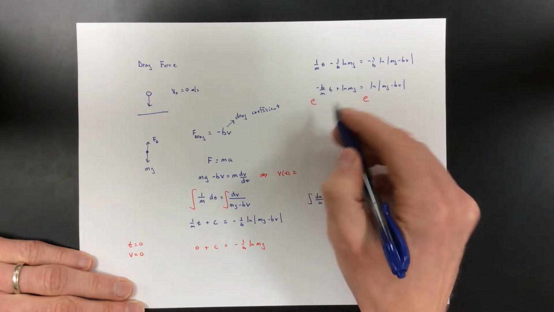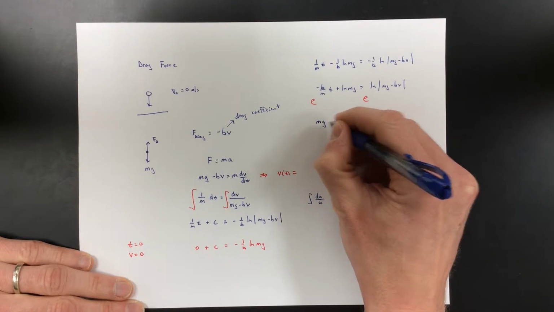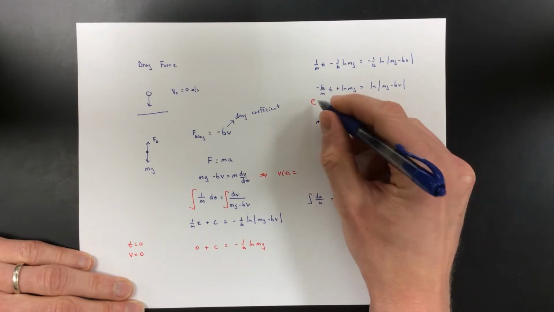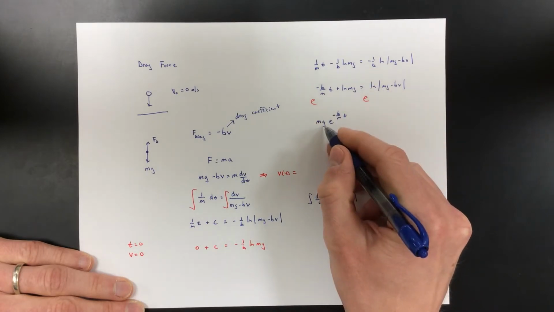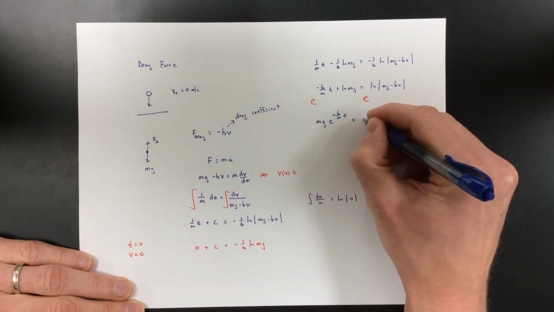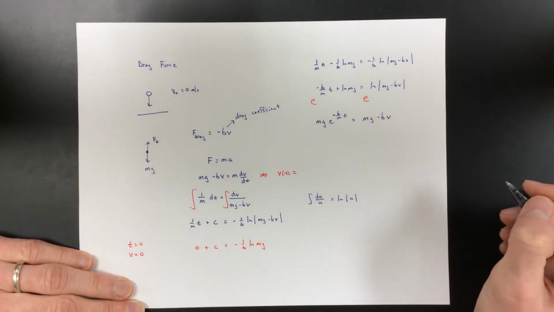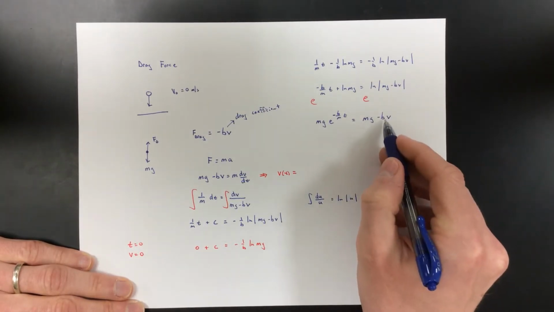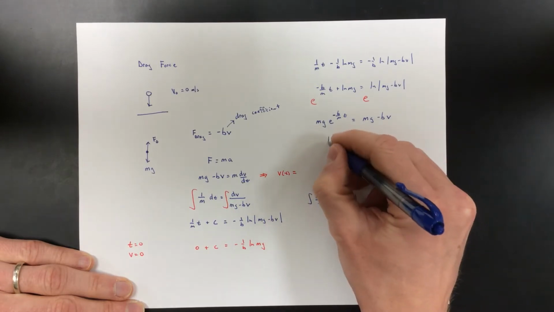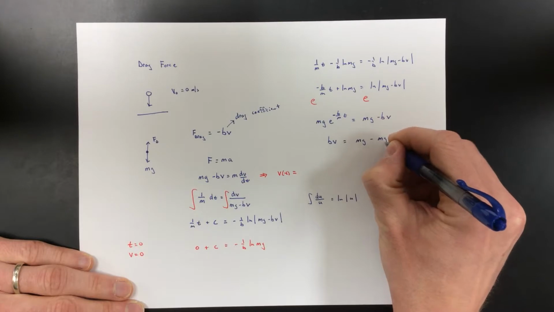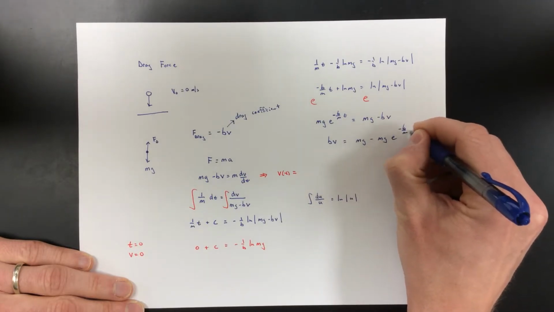E to this plus this, you look back in your algebra rules, is the same thing as this. E to the natural log of mg is just an mg out in front. And over here they delete each other, right? That exponential and the logarithm are inverses. I'm going to add the BV over here and subtract that. And so I get BV equals mg minus mg e to the negative b over mt.